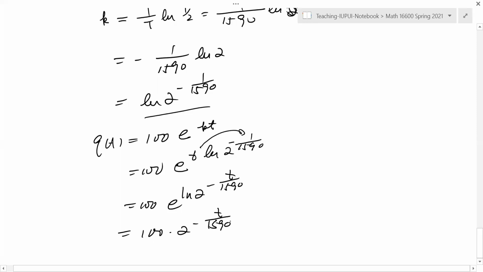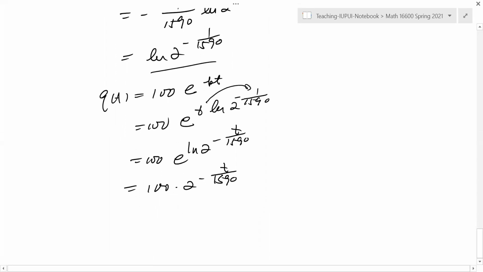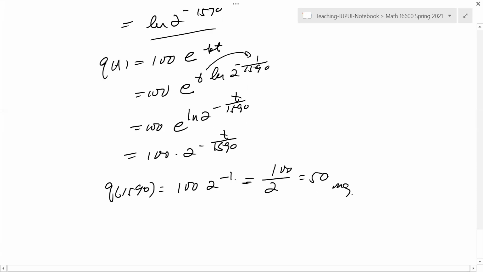It decays exponentially. Okay, when t equals 1590, it'd be 2 to the -1, so you have 100 times 1/2. You can double check that, right? At 1590, that is going to be 2 to the -1, right? And that is just 100 divided by 2, so it's 50. Okay, 50 mg. Okay, that's why it's called half-life.